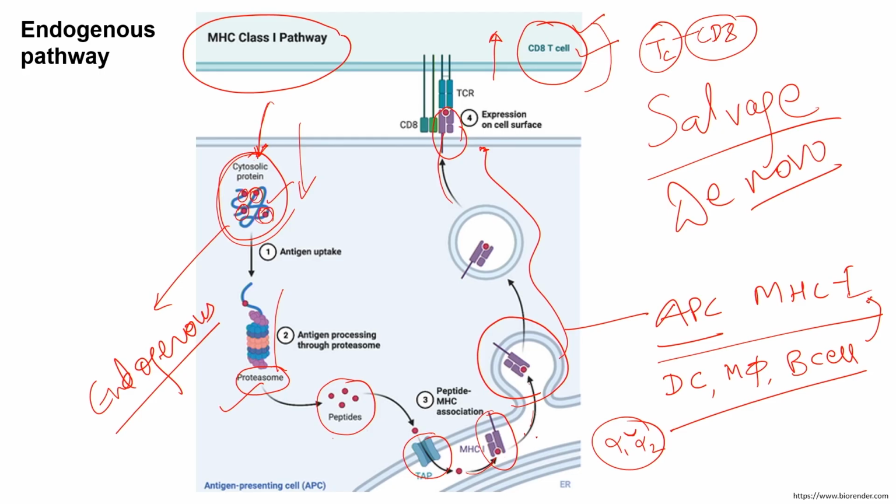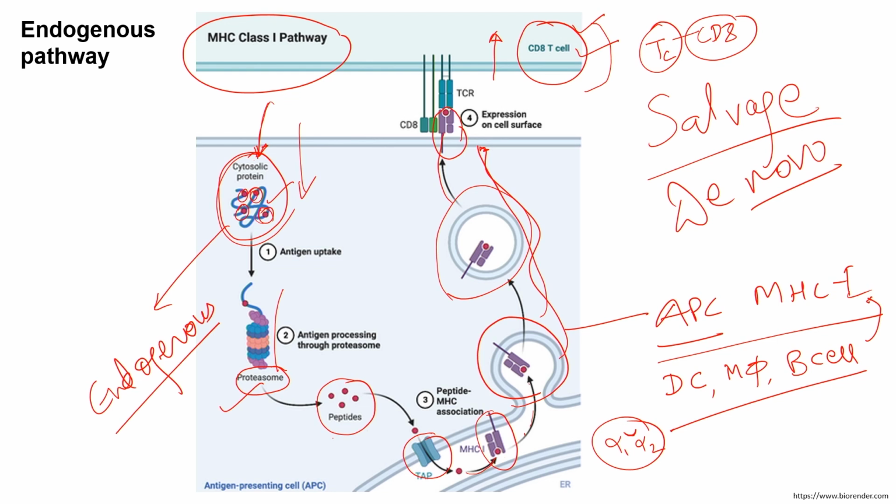So, one can always remember that the production of MHC is happening at the ER level, and then these are transferred to the surface through this vesicle-based transport system, and then displayed to the T cell receptor, particularly the CD8 positive T cell receptor. So, this is one complete biology of the endogenous pathway.